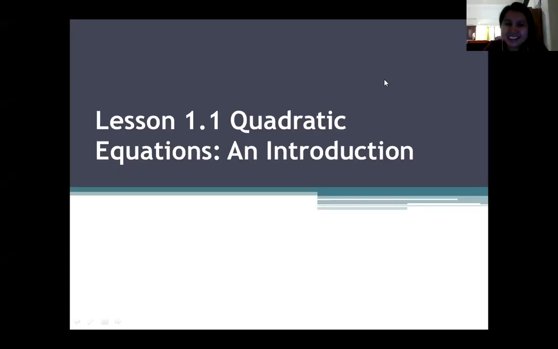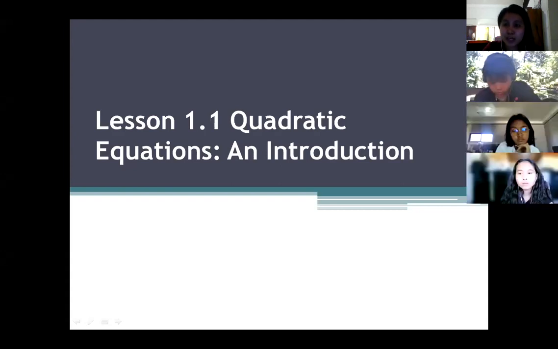Now, lesson 1.1 is about quadratic equations. Actually, chapter 1 is all about quadratic equations. And for this time, let's start with an introduction. Now, we might ask, what is a quadratic equation?